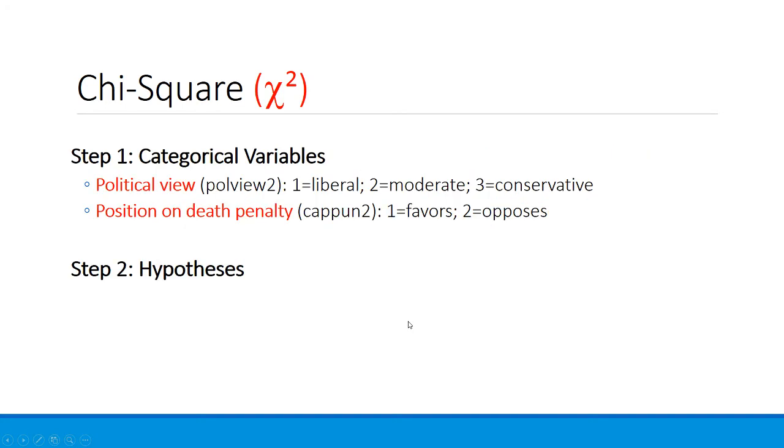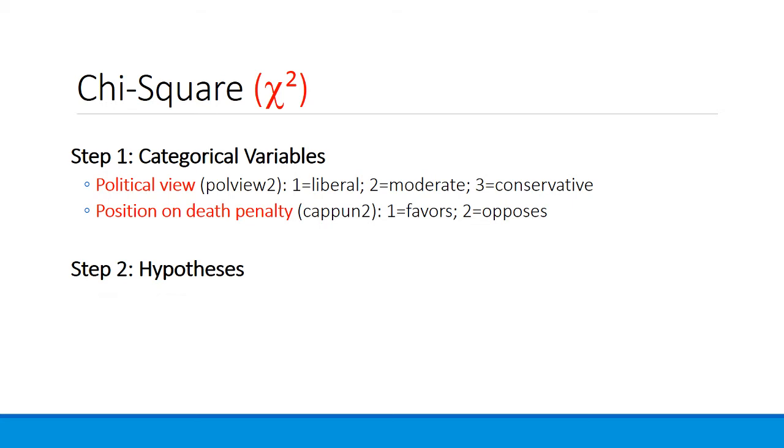So the first step, and the most important step really, is that you need to make sure that the two variables that you are analyzing are categorical. If they're not categorical, you shouldn't be using a chi-square test of independence. Political view and position on the death penalty are both categorical variables, so chi-square is justified in this scenario. Another thing you should think about is which of these two variables is the independent and which is the dependent variable. Political view presumably might impact someone's position on the death penalty. It is less likely for the opposite to be true. And so, in this scenario, political view or ideology seems to be the independent variable, and the position on the death penalty seems to be the dependent variable.